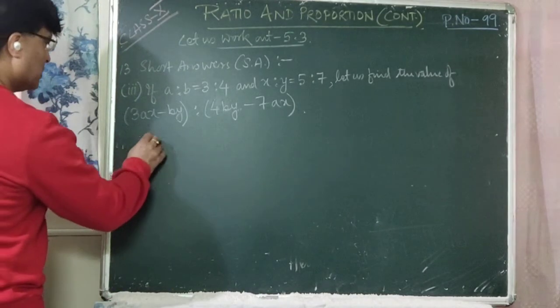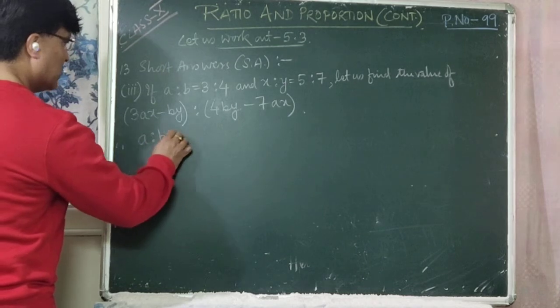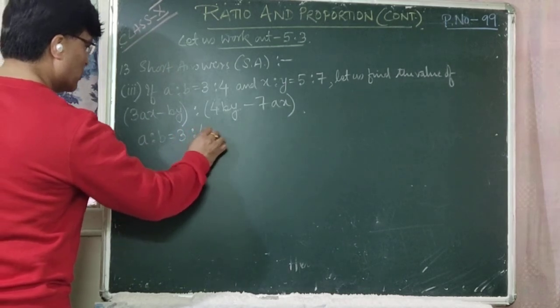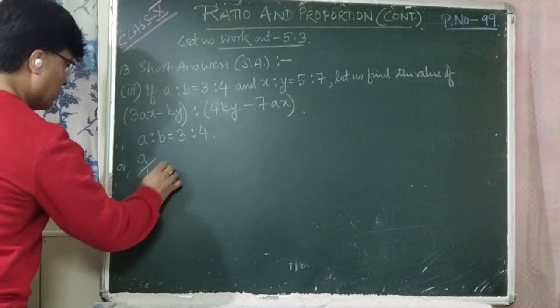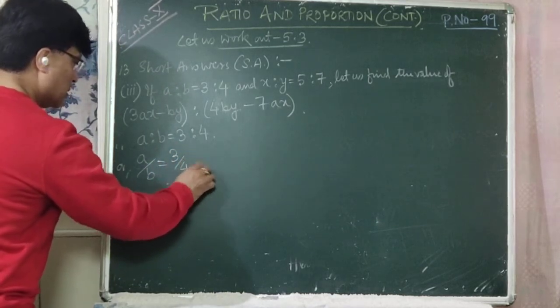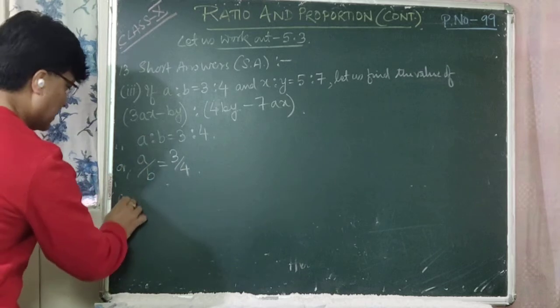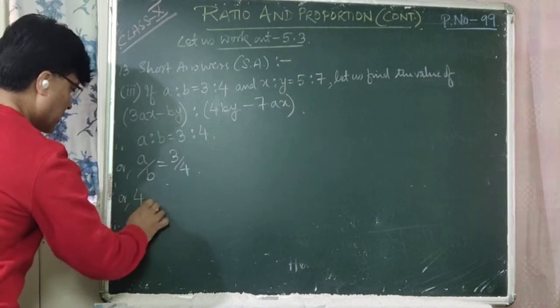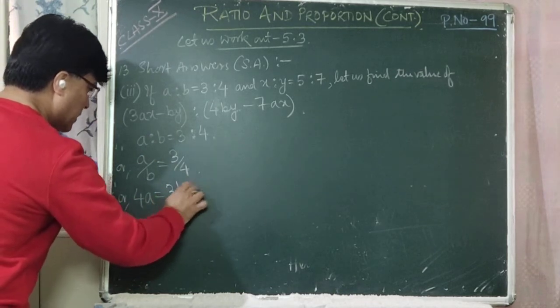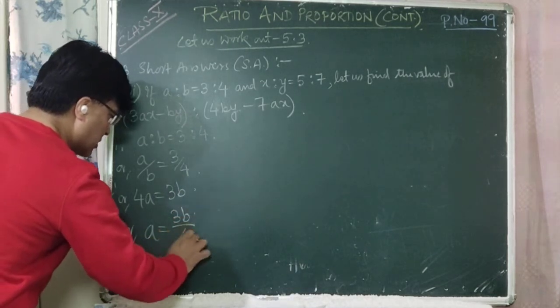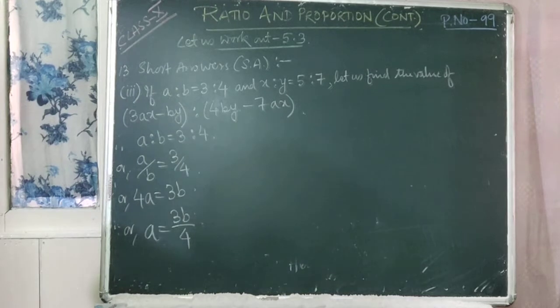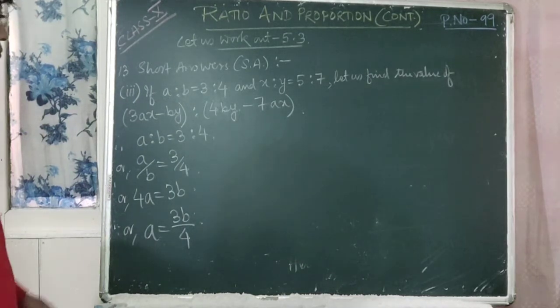So what is given here? a is to b is equal to 3 is to 4. Right? Let us write it in terms of fraction. a upon b is equal to 3 upon 4. Cross multiply. 4 into a, 4a is equal to 3b. Let us find out the value for a. What is a equal to? This is 3b upon 4. So we have got the value for a.